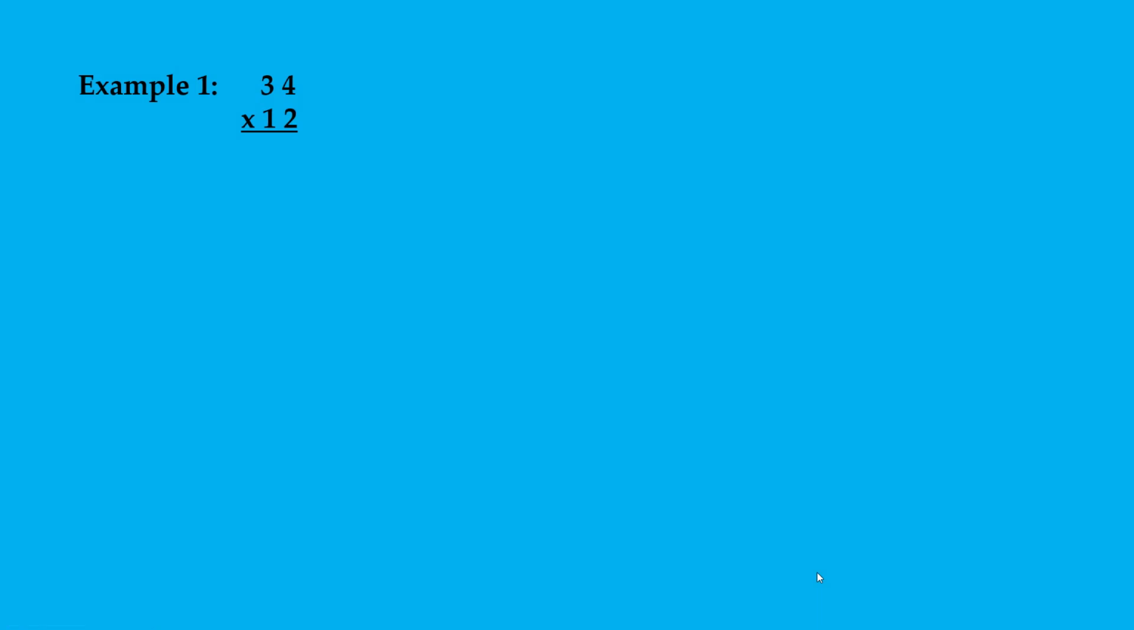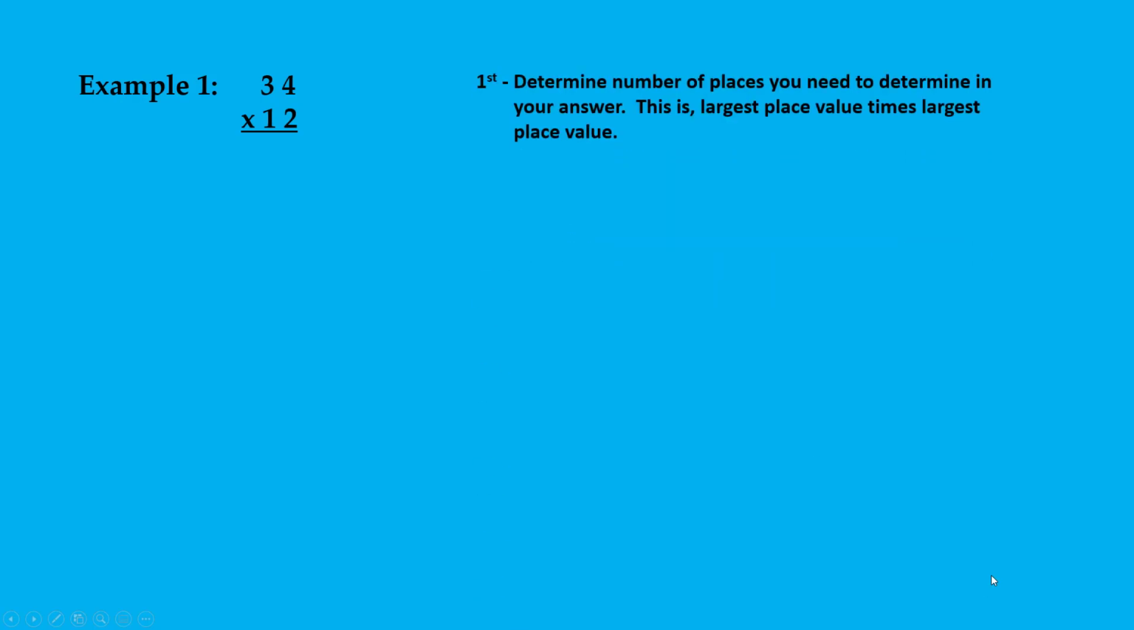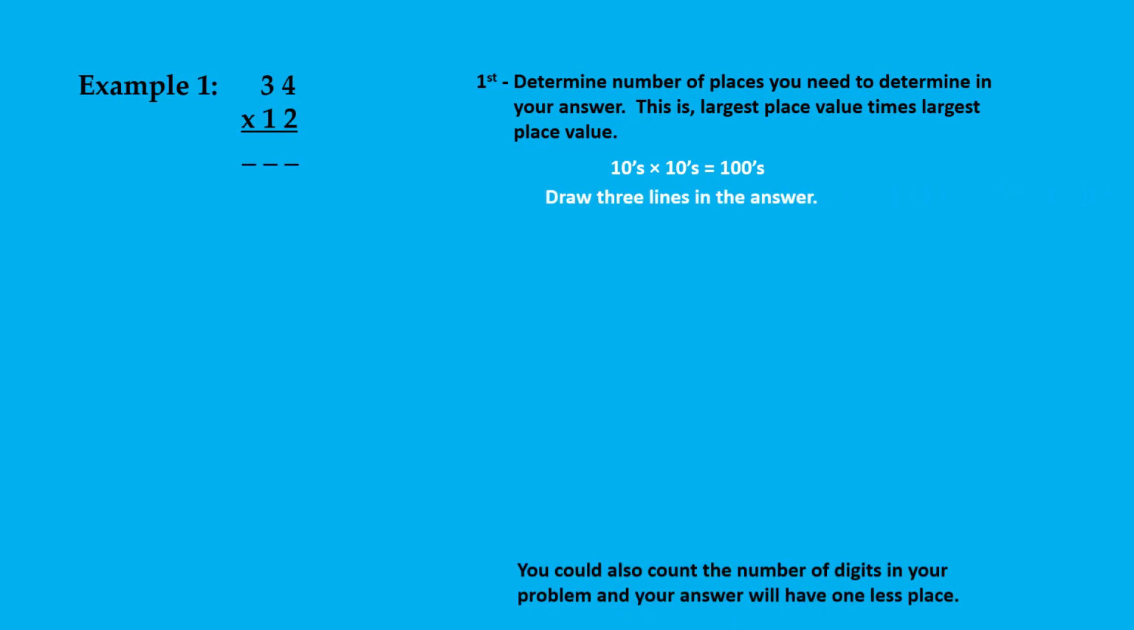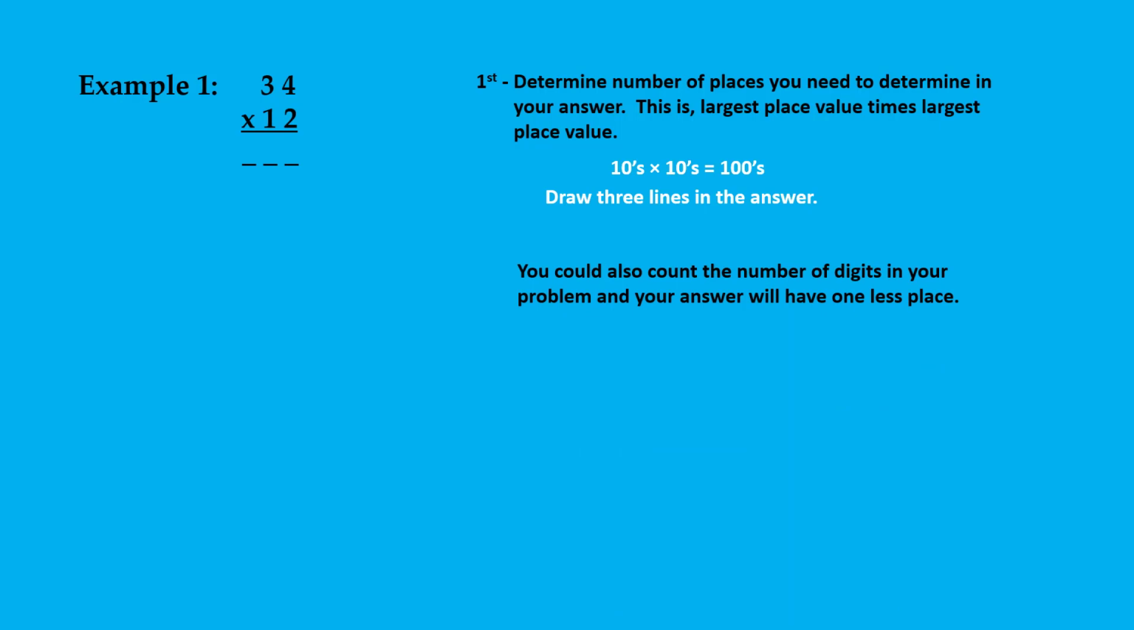Example 1. Let's take 12 times 34. First, determine the number of places you need in your answer. This is largest place value times largest place value. Tens times tens, which is hundreds. Draw 3 lines in the answer. You could also count the number of digits in your problem, and your answer will have 1 less place. 4 digits, hence 3 digits in your answer.